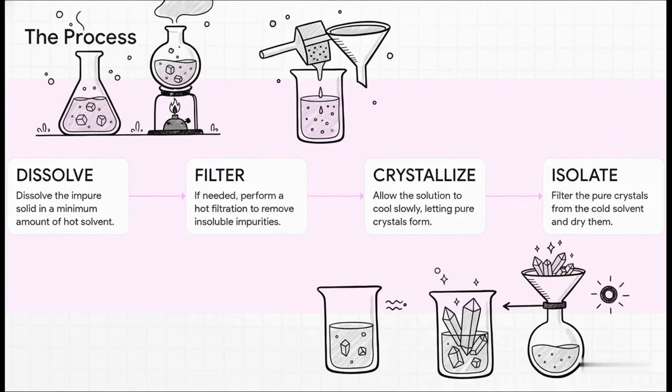Okay, so here's the game plan, broken down into 4 key steps. First, you dissolve your crude stuff in the absolute minimum amount of a hot solvent. Now, if there's anything left that didn't dissolve, those are your less soluble impurities. You just filter them out while everything's still hot. And then, here comes the magic. You let it cool down nice and slow. As it cools, your pure compound starts to crystallize out. And finally, you just filter off those beautiful new crystals and let them dry.